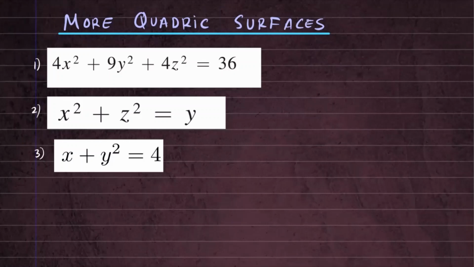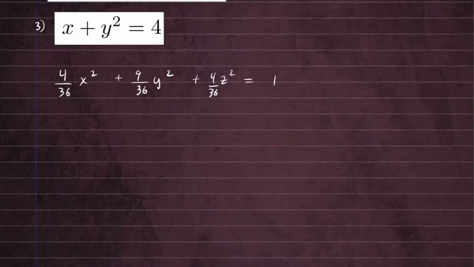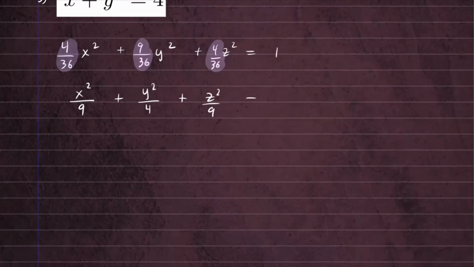Well, first thing you want to do is make this number 1. So we're going to divide both sides by 36. So you'll have 4 divided by 36 x squared plus 9 over 36 y squared plus 4 z squared over 36 equals 1. So you kind of want to write it in this form, which is more likely a standard form. Now, what we're going to do is simplify these coefficients right here. So 4 over 36, that's 9. So we have x squared over 9 plus 9 over 36, we get y squared over 4 plus, again, 4 over 36, we have z squared over 9 equals 1.